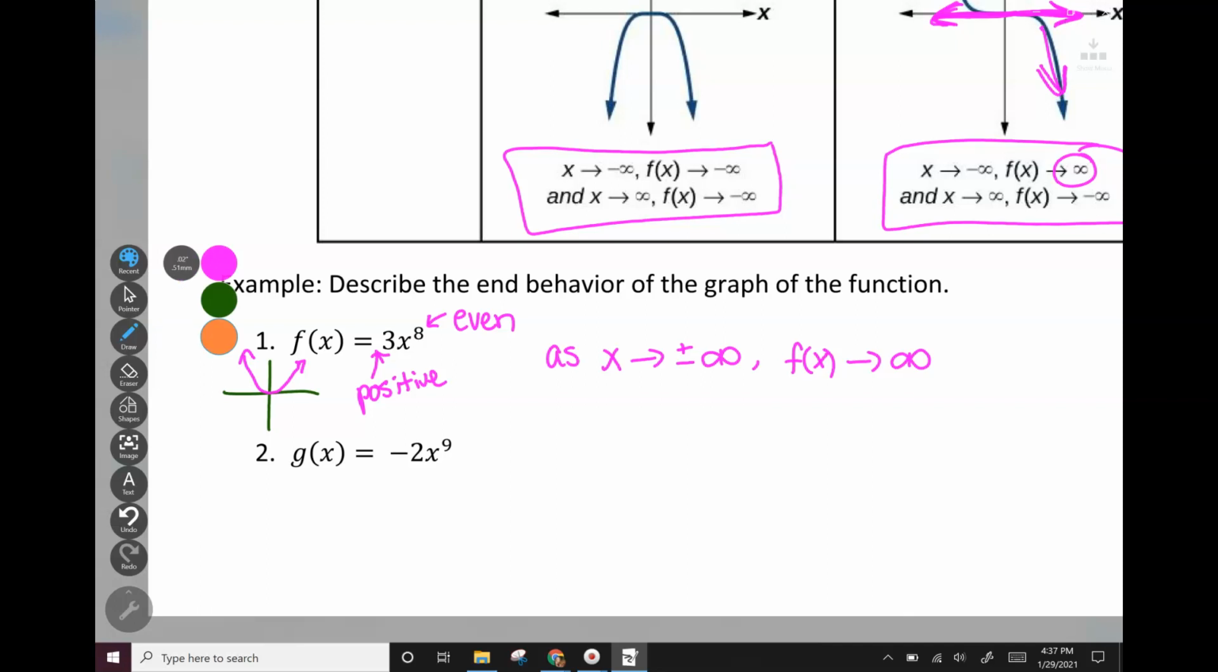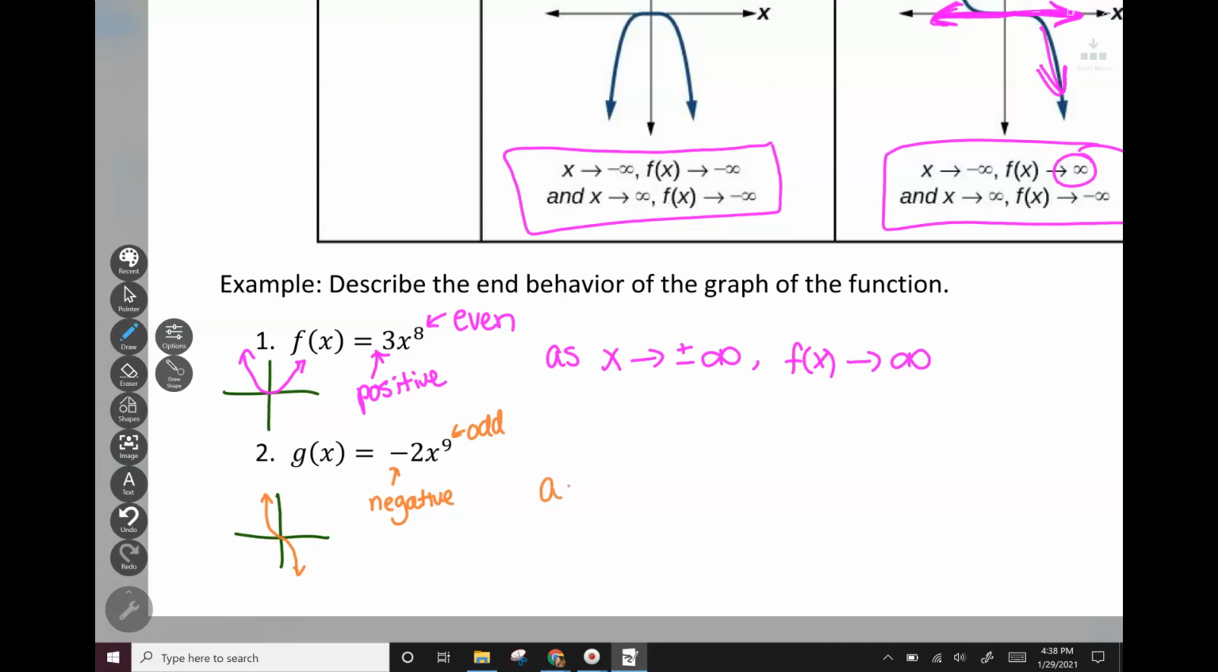So first thing I notice is that this is odd. So it's going to look like a cubic function. And then I notice that my coefficient is negative, which means it reflected over the x-axis. So here's a little sketch of what that would look like, right? It's not cubic, it's the power of 9, but it's going to look like the cubic function reflected over the x-axis. So it's going to look something like this.